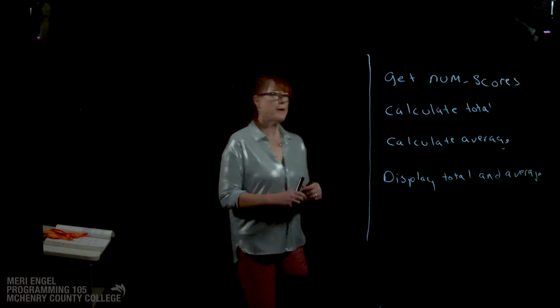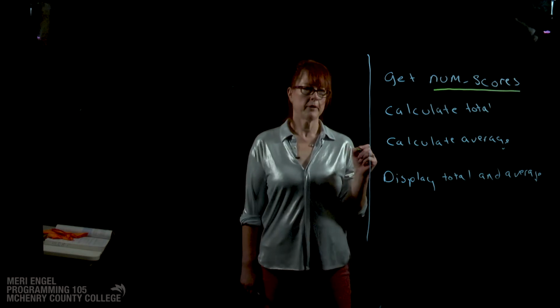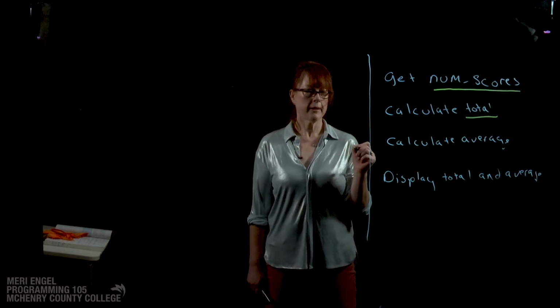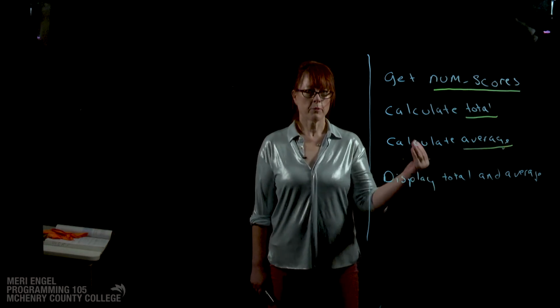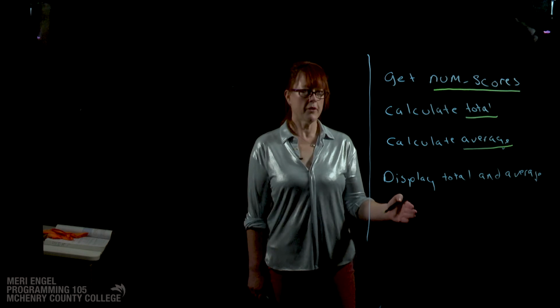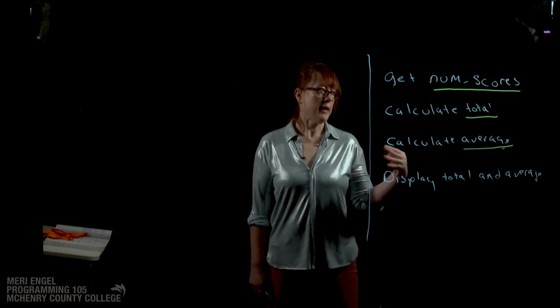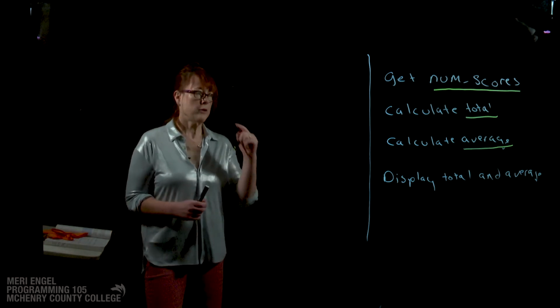So what would the variables be? We'd have num scores. We're getting that from the user. We would have total, which we're accumulating as we go. We have average, which will perform in an equation. So these are all the things I need to do in my program, and I would lay it out first to make sure I don't skip any steps. So then the program would actually look like this.